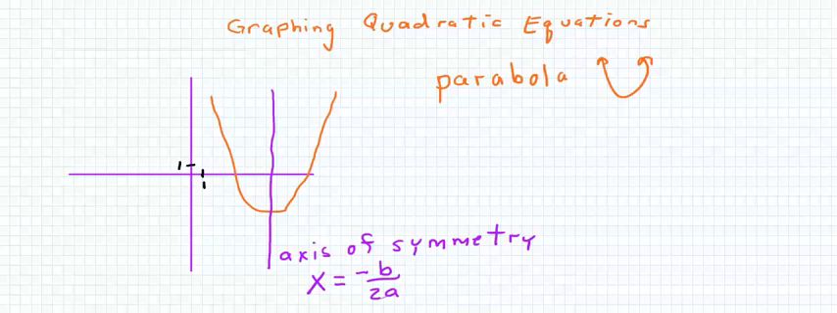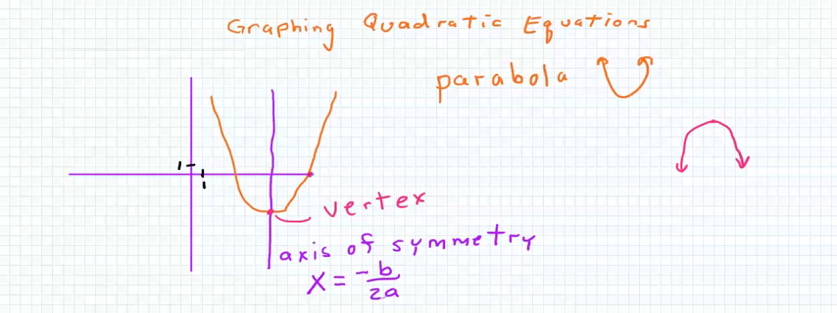This point right here, which is at the bottom of the parabola or the top, depending on how it's drawn, is called the vertex. All right, very important point for us.